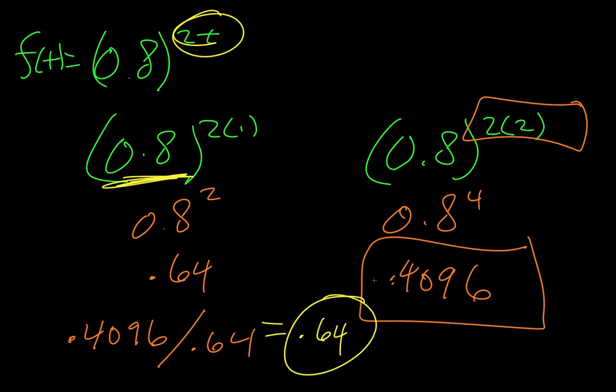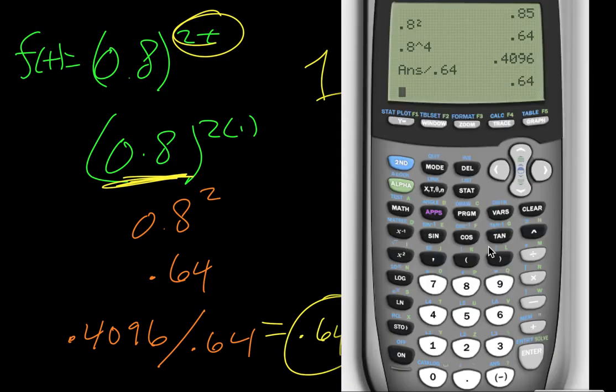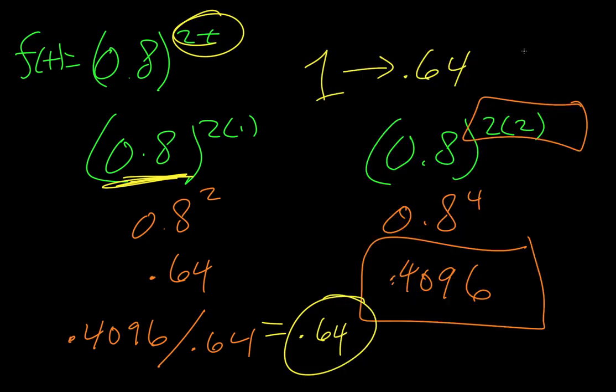So we still need to compare that to 1. If we go from 1 to 0.64, we drop. If you're ever confused by how much you drop, it's just 1 minus 0.64, and we end up with 0.36. And so we had a 36% decrease.